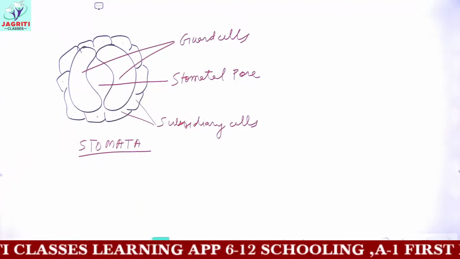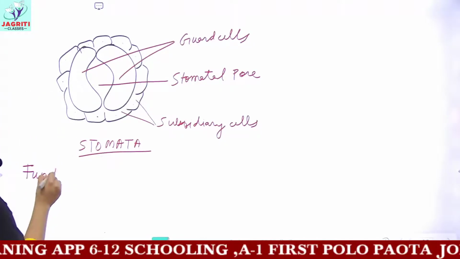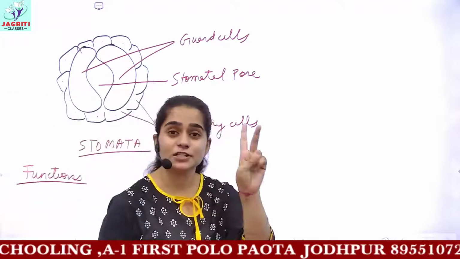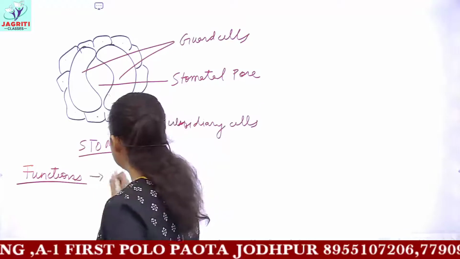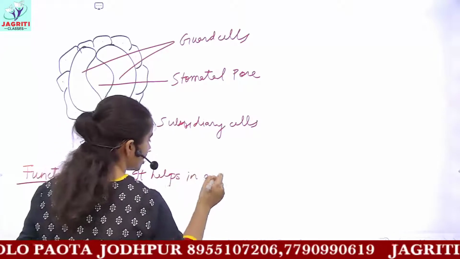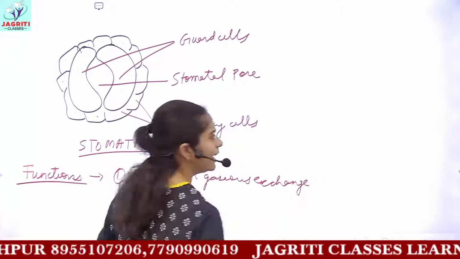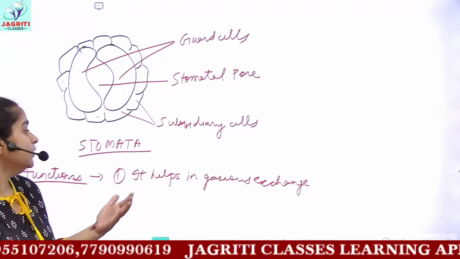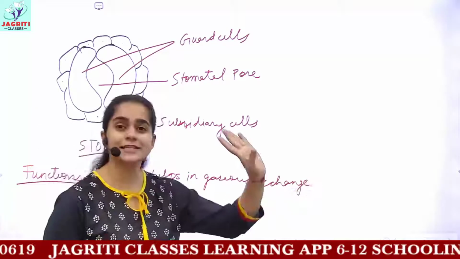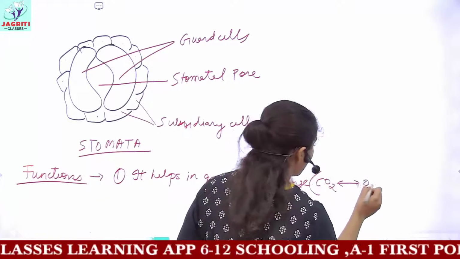Now what we have next is the functions of stomata. So there are two major functions which a stomata can perform. The first function is it helps in gaseous exchange, because a plant needs to do gaseous exchange, that is during respiration and photosynthesis in the plants. So this stomata is responsible for gaseous exchange in plants. Gaseous exchange means exchange of gases, that is between CO2 and O2.